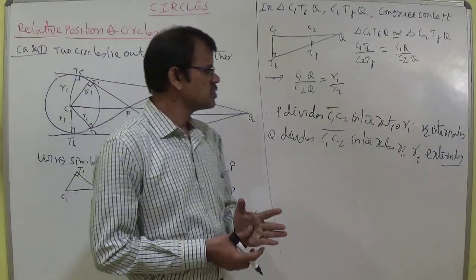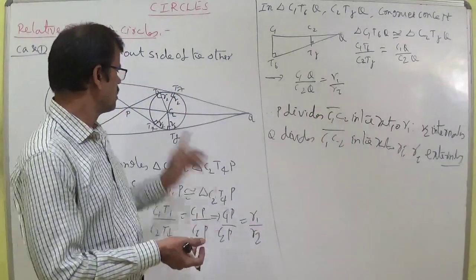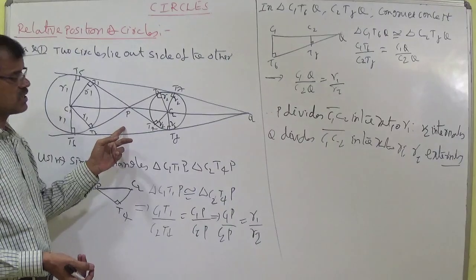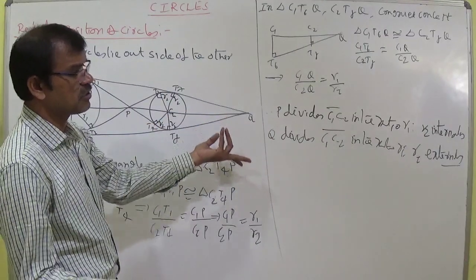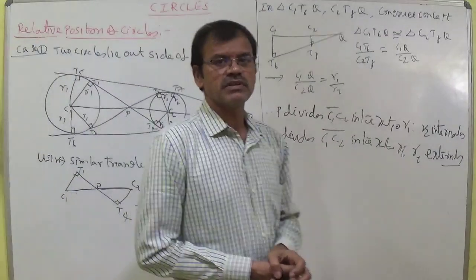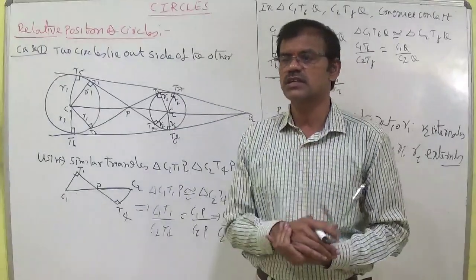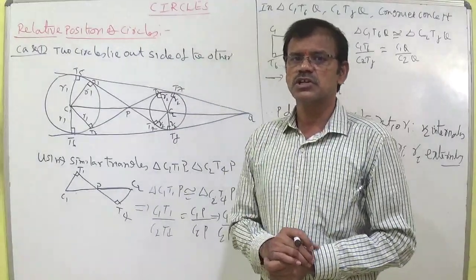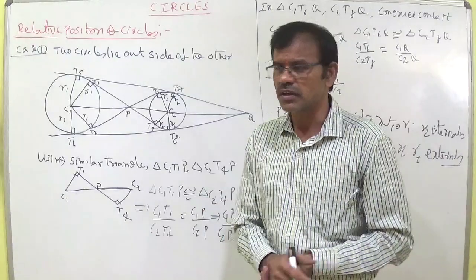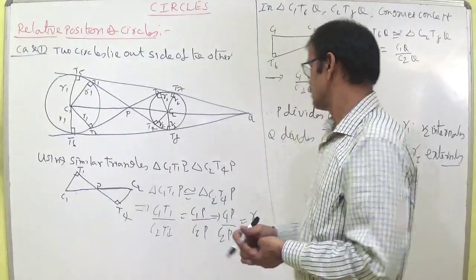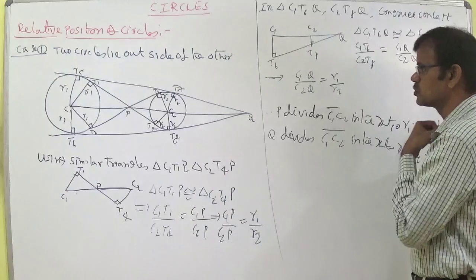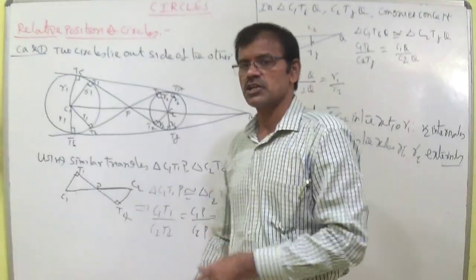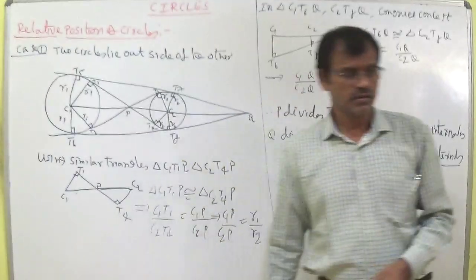P divides C1 C2 in the ratio R1 is to R2 internally, because it is inside of the circle, and Q is outside of the circle. Like that you remember. P divides the C1 C2, meaning the line joining the centers of two circles, in the ratio R1 is to R2 internally, and Q divides the C1 C2, the line joining the centers, in the ratio R1 is to R2 externally.